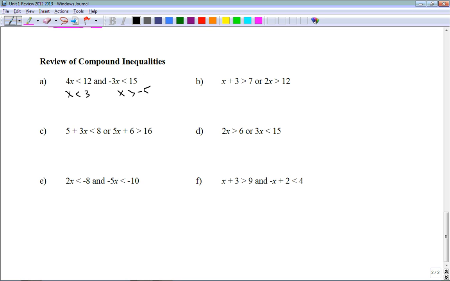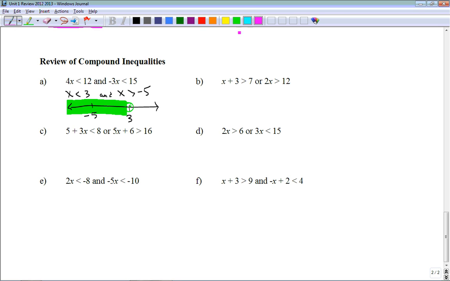So now we have -5. But we have this word and here. So if we start out by drawing our number line, we've got -5 is smaller and then 3 is bigger. Okay, so at 3, we're going to have less than 3. So here's open circle, it's not equal to, and then we're going to go less than 3. But then we also have and x is greater than -5.